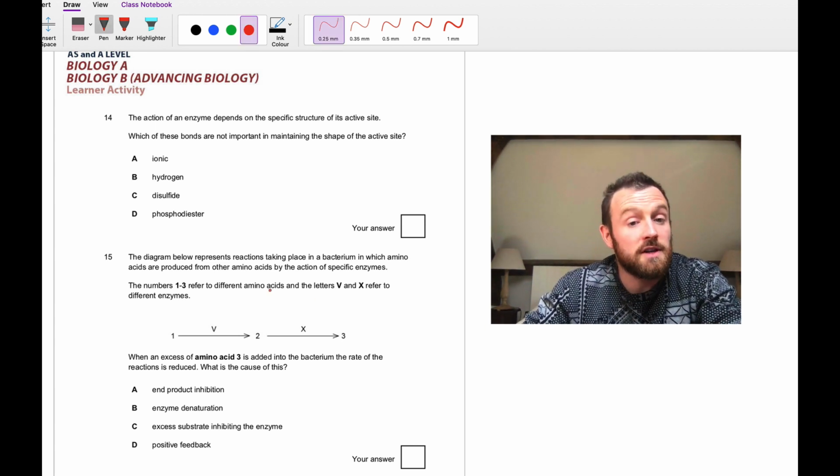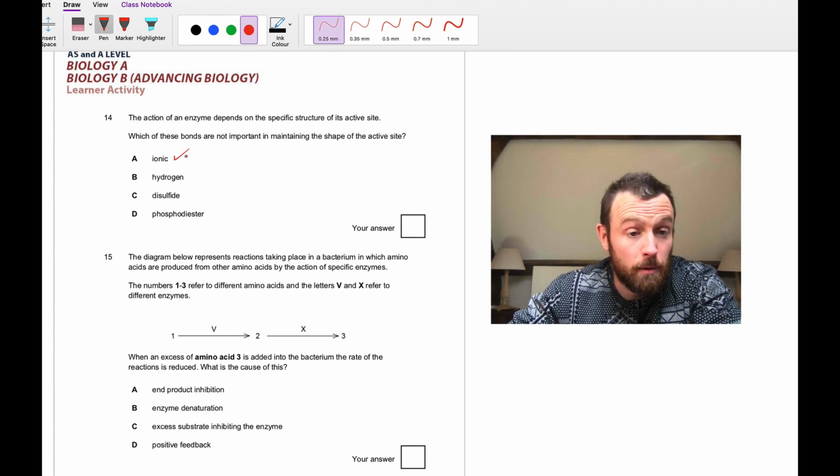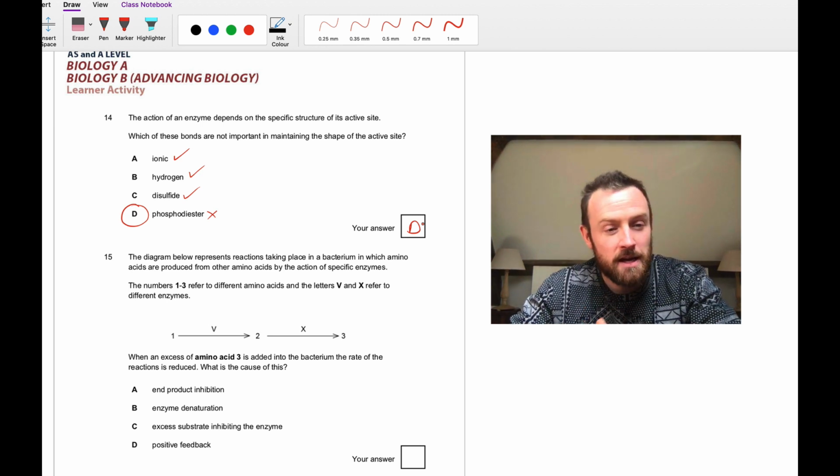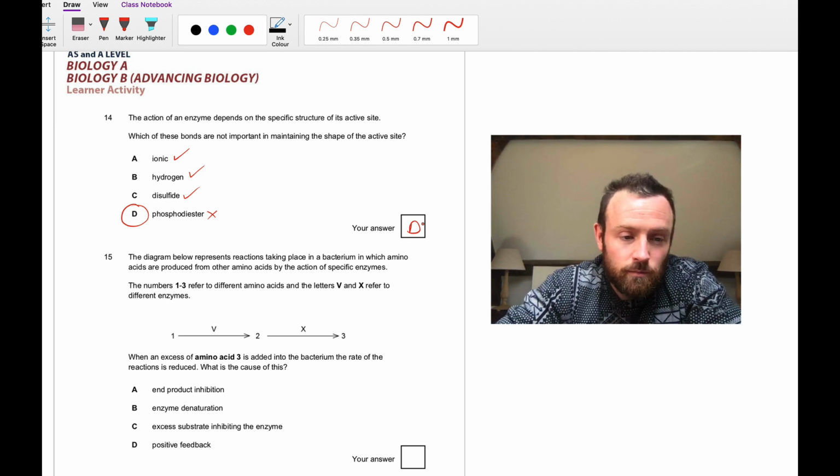So are these bonds in proteins? This is a bond in a protein, yeah, ionic bonds. This is a bond in a protein. This is a bond in a protein. This is not. So this is a bond in what type of biological molecule, can you remember? It is nucleic acids, DNA or RNA, so the answer is D.